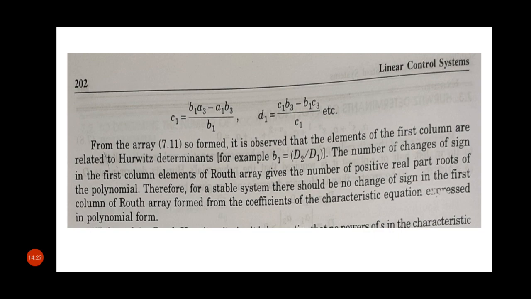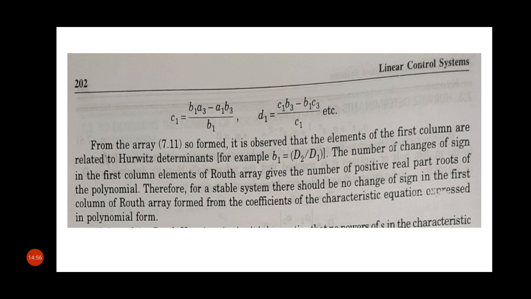The number of changes of sign in the first column elements of the Routh array gives the number of positive real part roots of the polynomial. Therefore, for a stable system, there should be no change of sign in the first column of the Routh array formed from the coefficients of the characteristic equation expressed in polynomial form.